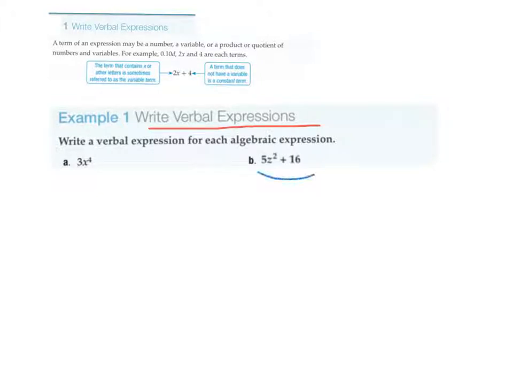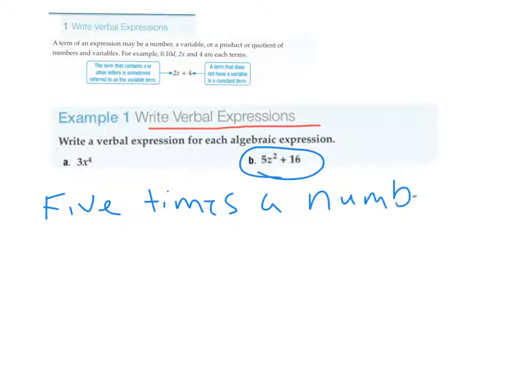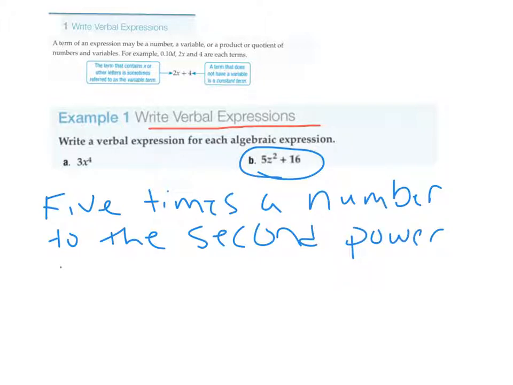Now this next one is a little bit more complicated because there's more to it, but we're going to write it just like we read it. I have 5 times a number. Once again, it doesn't matter what the letter is. We're going to use that as a number to the 2nd power, 2nd power increased, because it's being added, increased by 16.